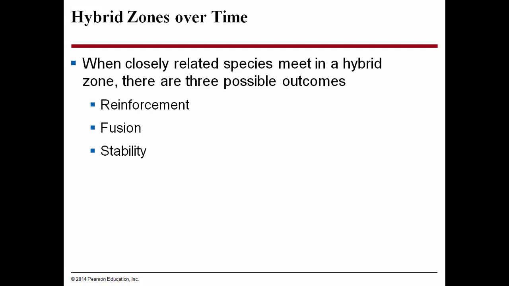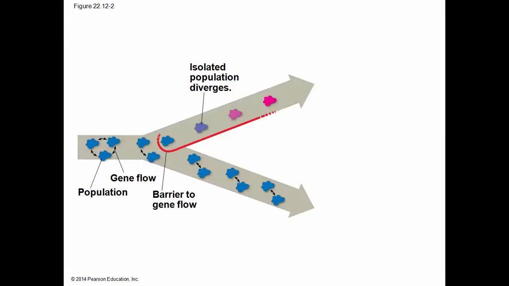When closely related species meet in a hybrid zone, there are three possible outcomes: reinforcement, fusion, and stability. Okay, let's just click through here. All right, here is a population. It has gene flow going between the multiple populations. Each one of those blue splotches represents a population. Those populations begin to diverge, perhaps through an allopatric event, a mountain rising, or some event that causes the distinction between the two populations. Then here is the hybrid zone, and there are the hybrid individuals in that hybrid zone.